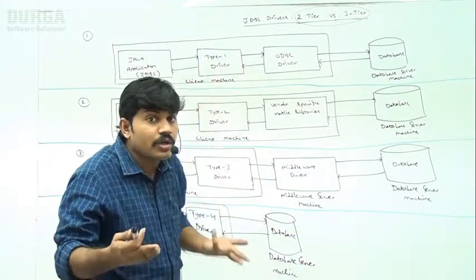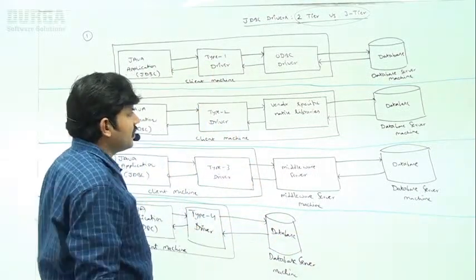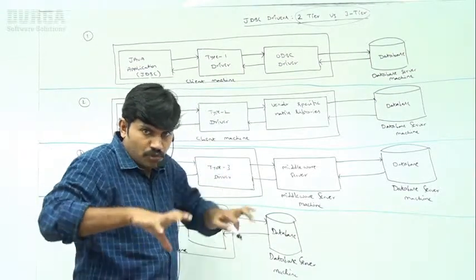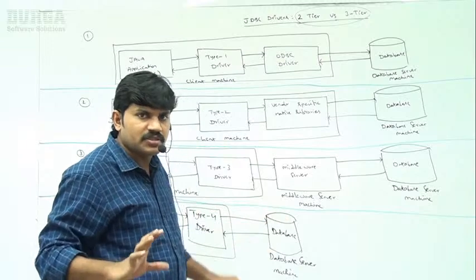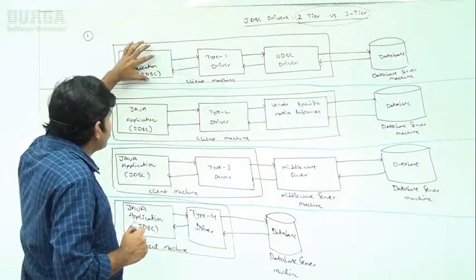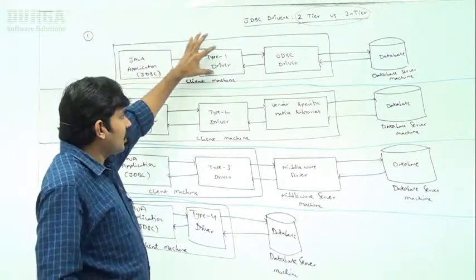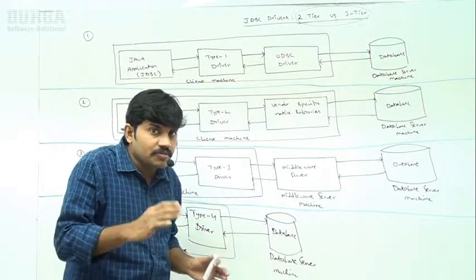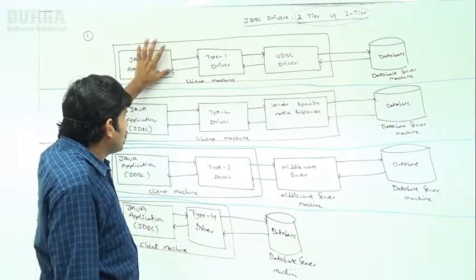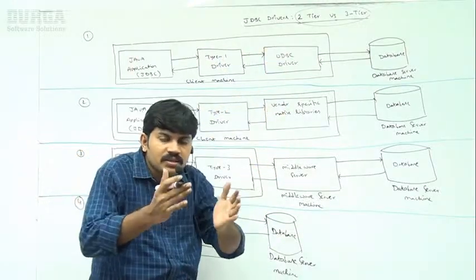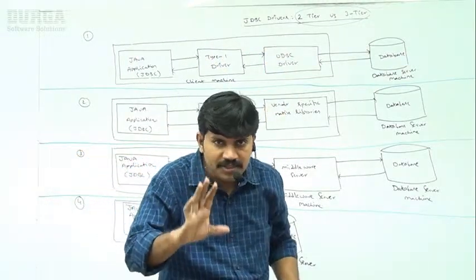We covered this type multiple times. Now observe this. Here, how many machines are there? In total, how many different possible machines are there? Very simple, sir. On the client machine, our Java program has to run. Type 1 driver should be there. ODBC driver should be there. Sir, on the client machine, how many things should be there? Java application, type 1 driver, ODBC driver. These 3 things are available on the client machine.